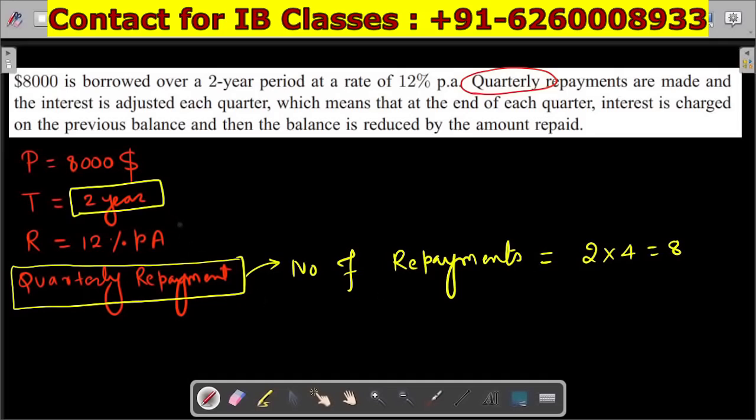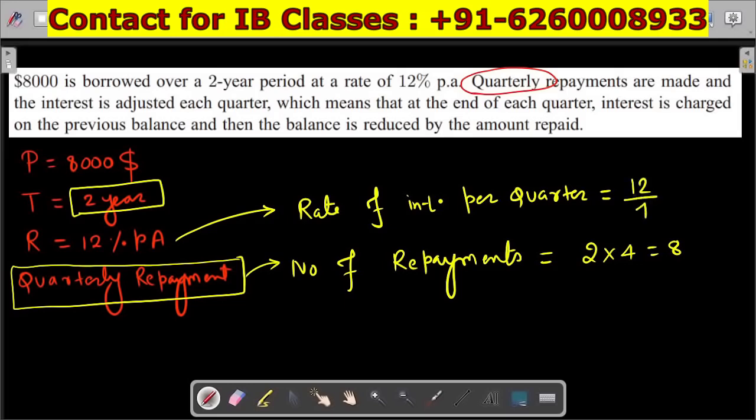Next, what's the rate? The rate is 12% per annum, but I have to pay per quarter. So what will be the rate of interest per quarter, right? It will get divided by 4 because in a year there are 4 quarters, so we do 12 divided by 4, that is 3% per quarter I have to pay.